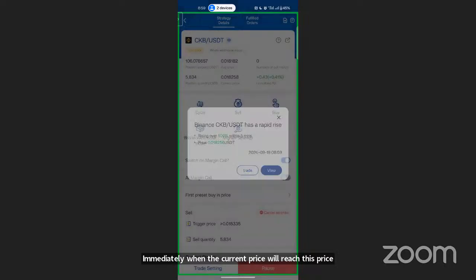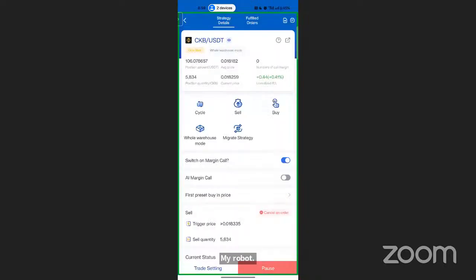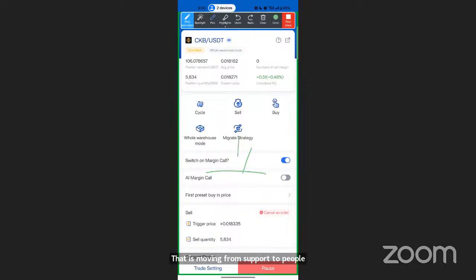Are we learning? So when you find a coin that is moving from support to pivot, that is the best one. When you find a coin that has broken pivot to resistance 1, that is where the business is.